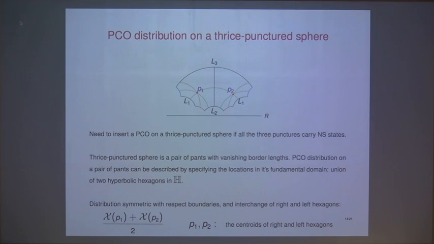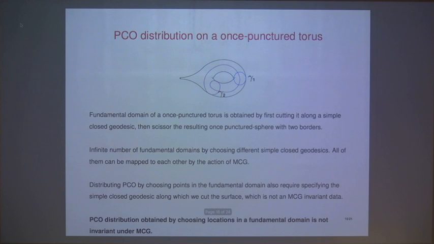And this PCO distribution has all the properties. It's symmetric with respect to the exchange of boundaries, and also it's symmetric with respect to the exchange of right and left hexagon. This is known as the involution symmetry of a pair of pants. So you get a consistent distribution of picture changing operator by taking the border length to 0. So we can go ahead and see what's the PCO distribution on a once punctured torus. Let us try the same thing that we did for the thrice punctured sphere.